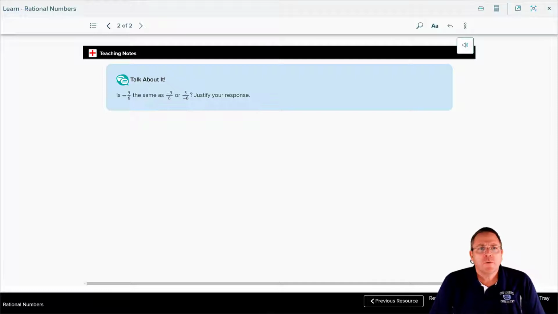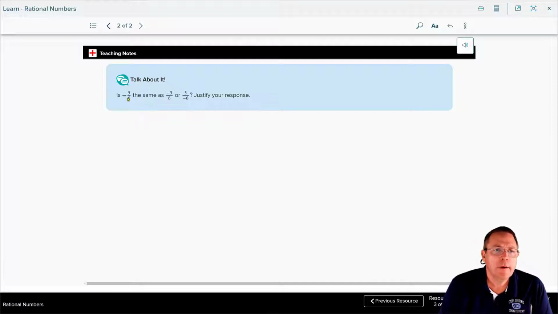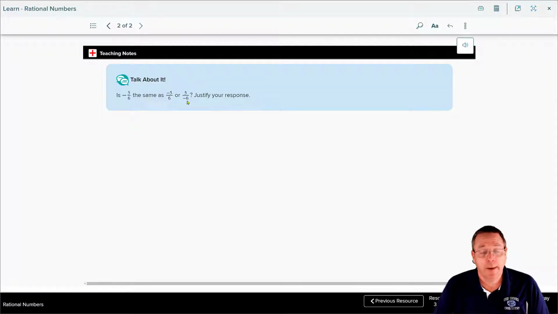Our talk about it wants to know, is negative 5/6 the same thing as negative 5 over 6 and the same thing as 5 over negative 6? And the answer is yes. All three of those represent the same number. They're just three different ways of writing it.